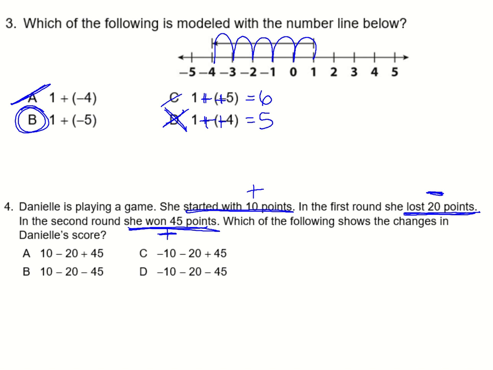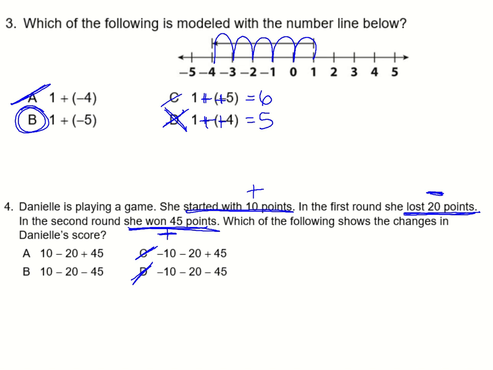So then it says, which of the following shows changes in Danielle's score? So we can right away cancel out C and D, because we know that she has 10 points. And so that means she couldn't have been in the negative already. We then just have to decide if it's A or B. Well, 20 is negative on both of them, which is what we wanted, because I wrote negative 20 there with 20.